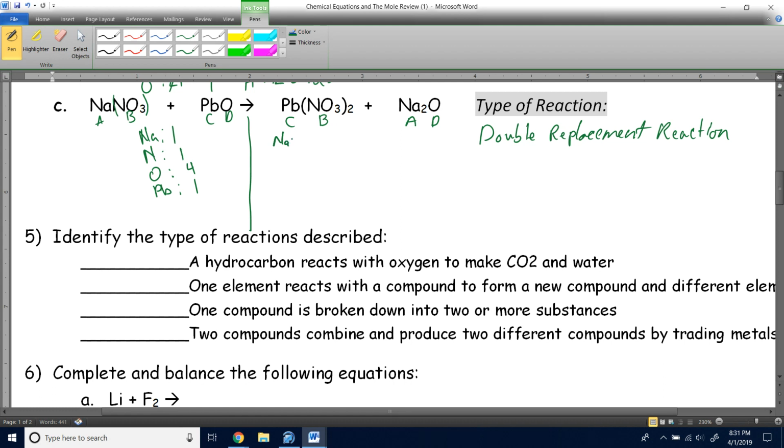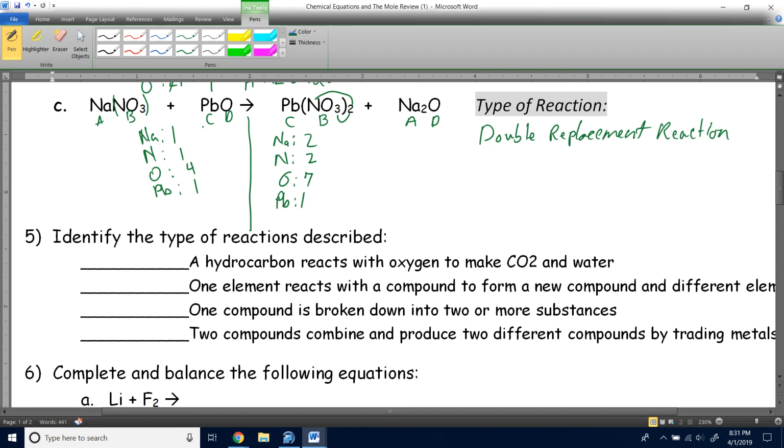How many Na? We got 2. How many N's? We have 2, because remember this 2 goes to the N and it goes to the 3, okay? So we have 2 N's. How many O's? We have 7. And how many Pb? We have 1, all right? So let's go step by step. Let's look at balancing Na, the first term.